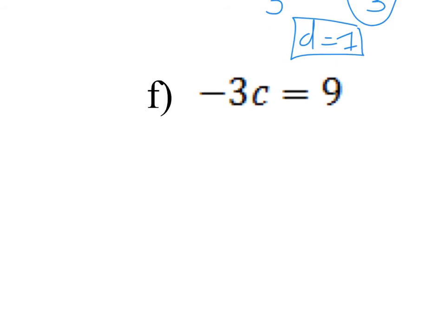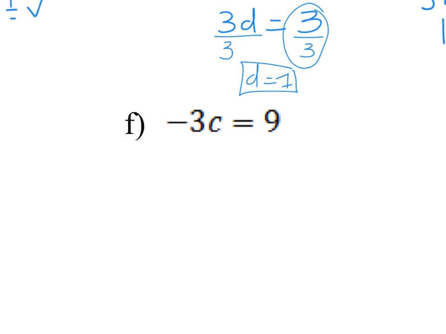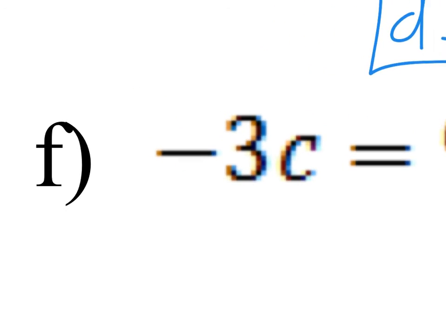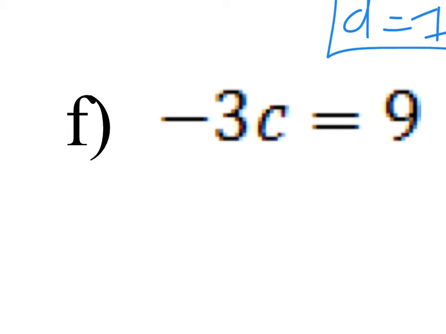Let's keep moving along here. Negative 3c equals 9. Now here's what we have to be careful about, thinking about addition, subtraction, multiplication, and division. When you're looking at the left side, with that negative 3c, I'm saying negative. I'm not saying minus 3c, because this number that's in front of the c is negative 3. The value is negative 3.